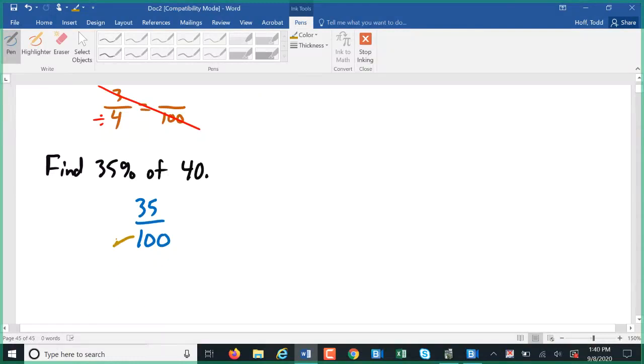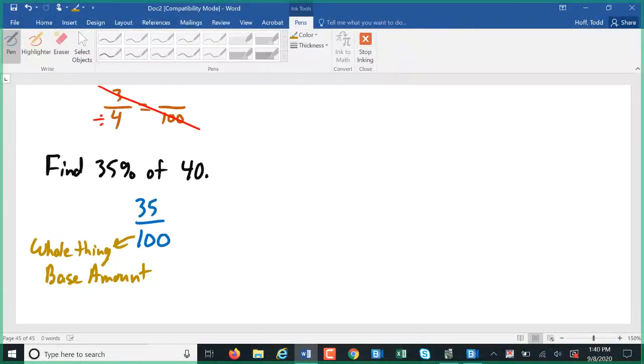Well, the 100 represents the whole thing, or often what is referred to as the base amount. It's the base amount because it is the amount that all of our other calculations are based off of. So you think of it as being the whole thing or the beginning amount. It's what we start with.